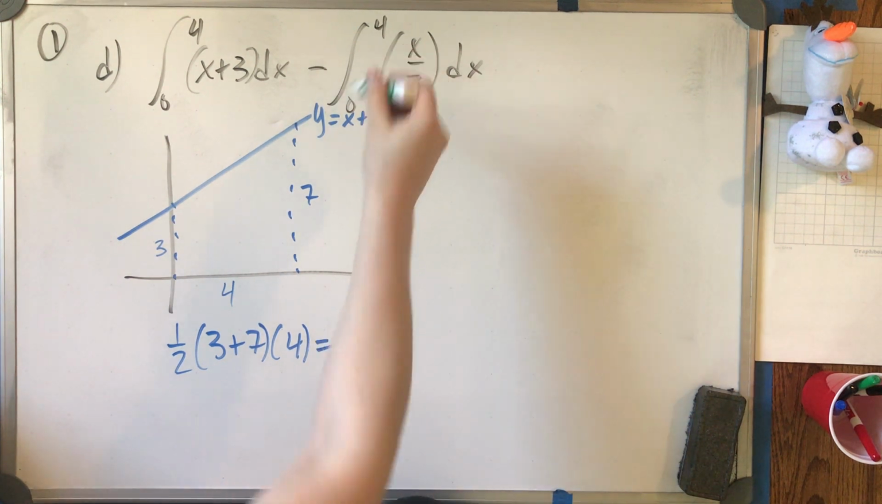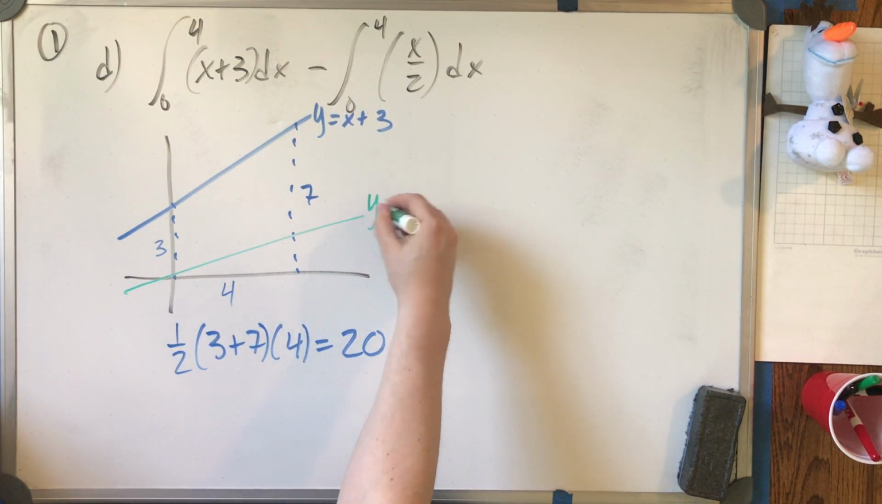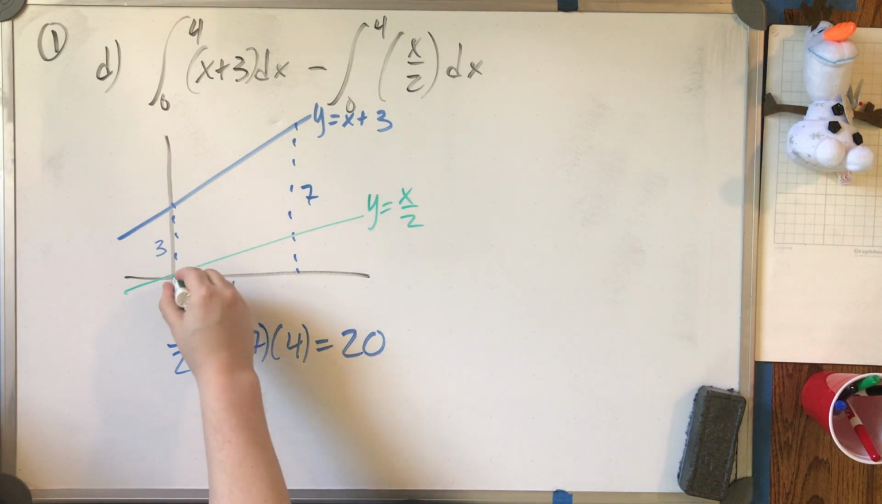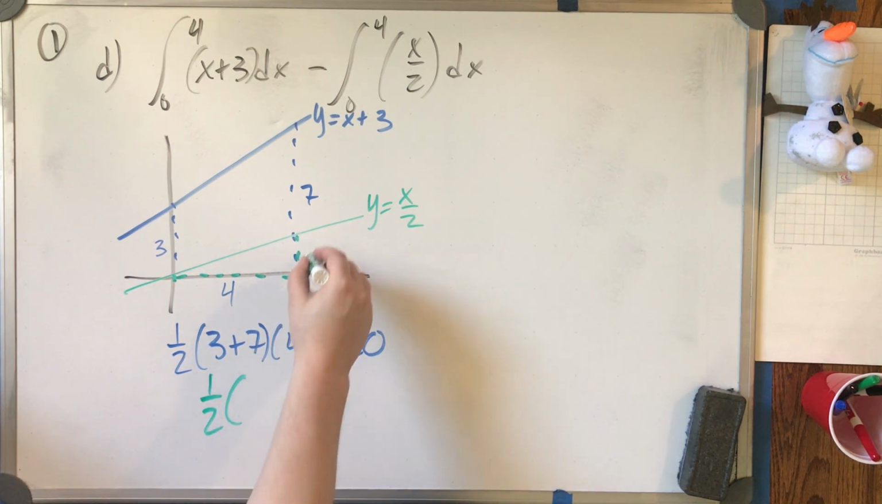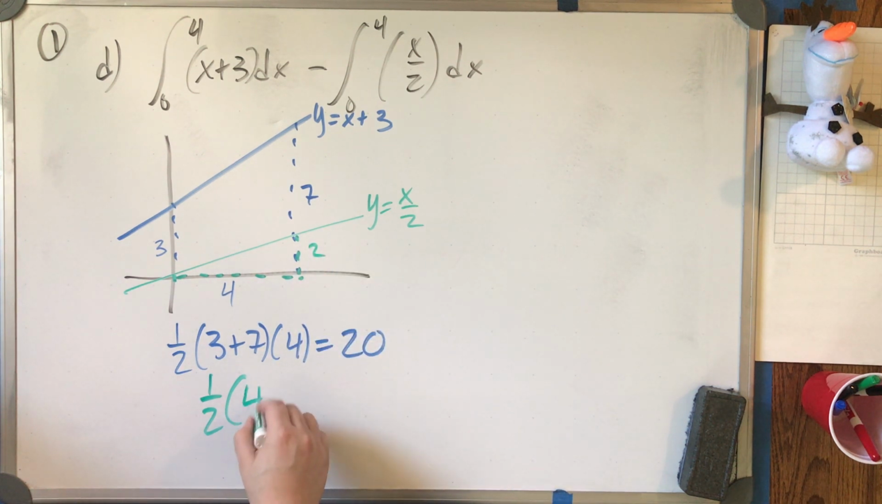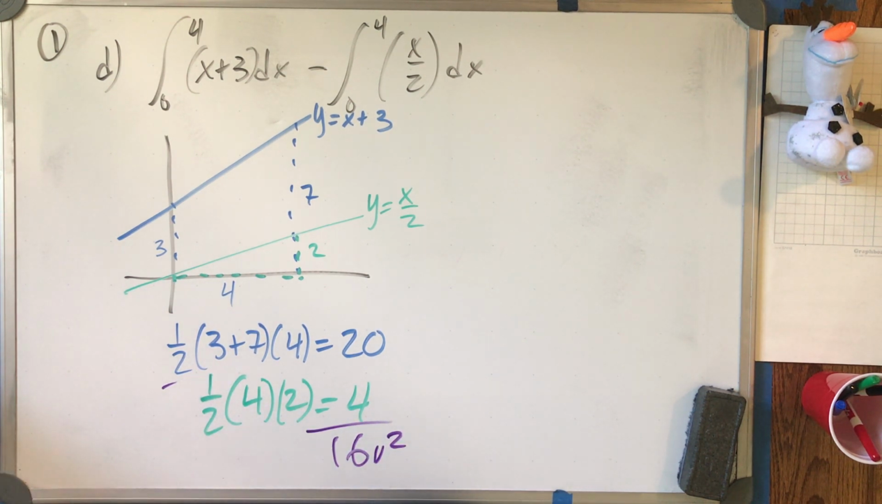Now when I do this second one with the 1/2 x, so that's going to look something like this, y equals x over 2. This forms a triangle shape, so it's going to be 1/2 times, let's see, when I plug in 4 I get 2, so it's going to be 1/2 4 times 2, which is going to be 4. And if I subtract these, that will give me the answer for geometry, right? So that's going to be 16 units squared.